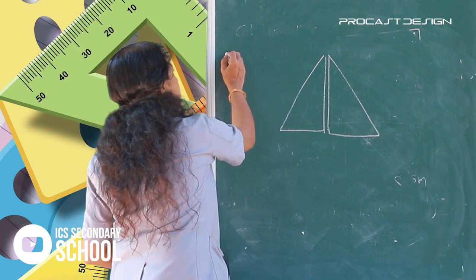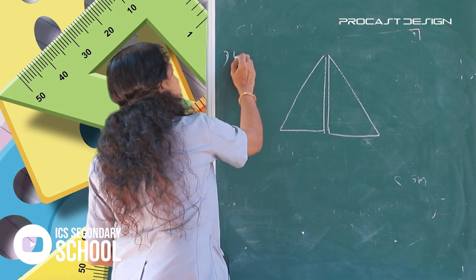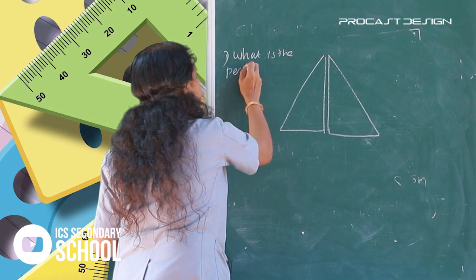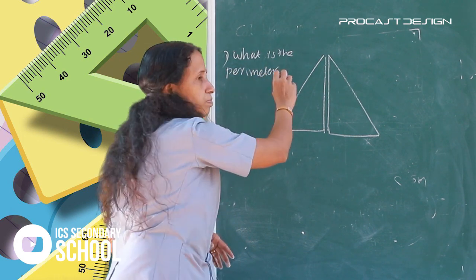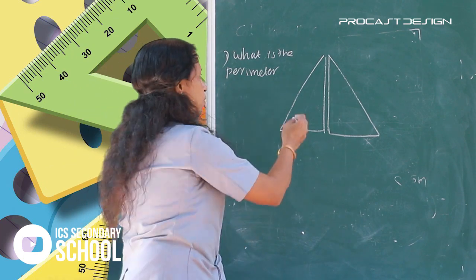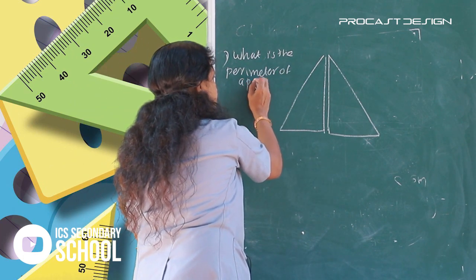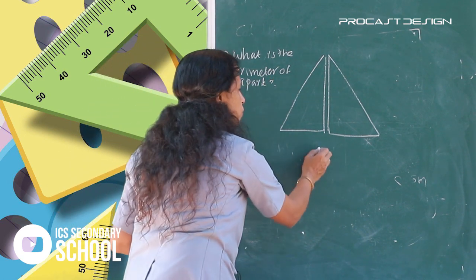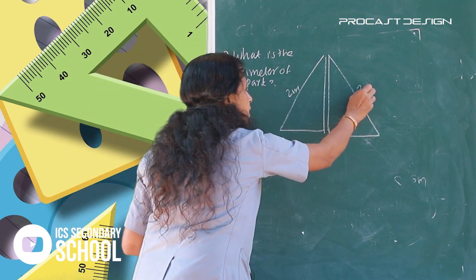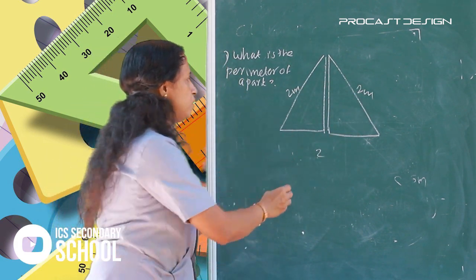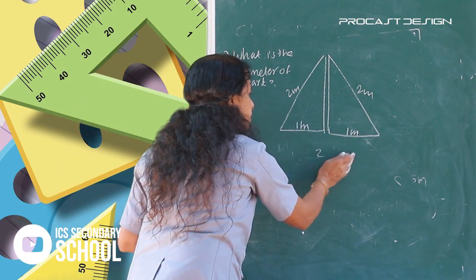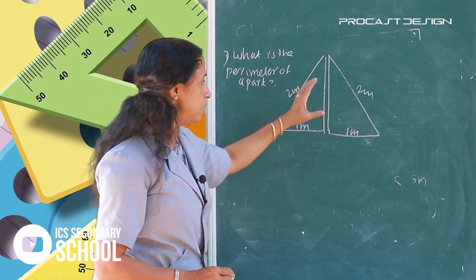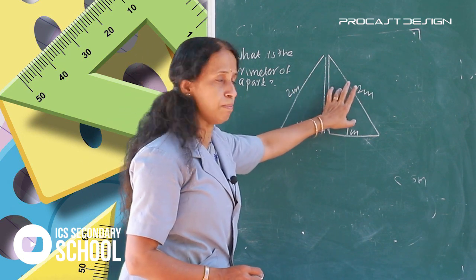Look here. First write this question: what is the perimeter of a part? Here, one side is 2 meter, this side is 2 meter and this side is 2 meter. What is the length of this side? This is 1 meter and this is 1 meter. This is an equilateral triangle cut into 2 halves. This is one part, this is the second part.